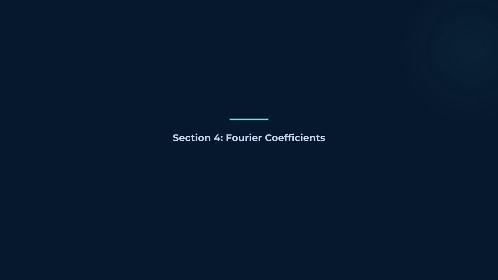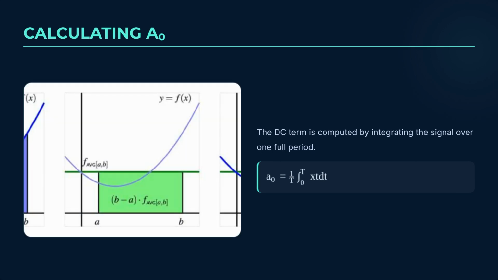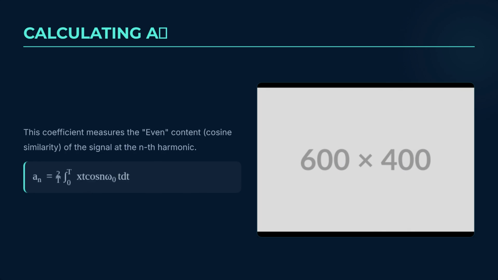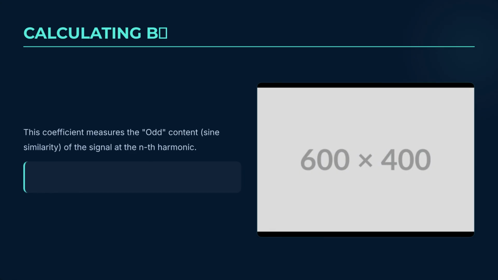Section 4 will explore Fourier coefficients, focusing on calculating the weights of each harmonic component. Calculating A naught, the DC term, is done by integrating the signal over one full period and normalizing it. This gives the average value of the signal. The coefficient A sub n measures the even content or cosine similarity of the signal at the nth harmonic. We multiply the signal by the cosine function and integrate over the period. The coefficient B sub n measures the odd content or sine similarity of the signal at the nth harmonic. This requires multiplying the signal by the sine function and integrating over the period.